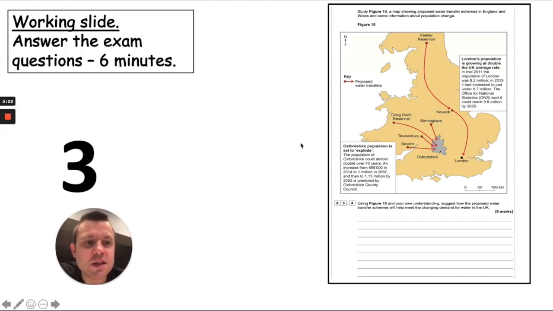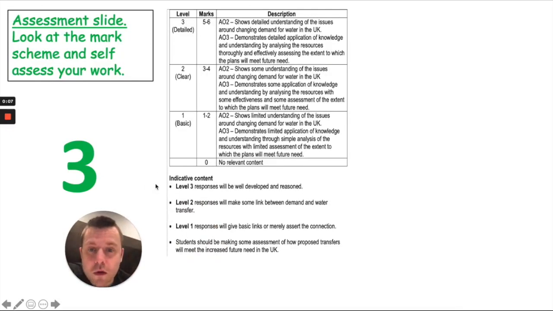Now it's 6 marks, so 6 minutes. If you pause now, maybe give yourself an extra minute, 7 minutes. I'll see you shortly. Okay guys, so let's have a look at this mark scheme then.